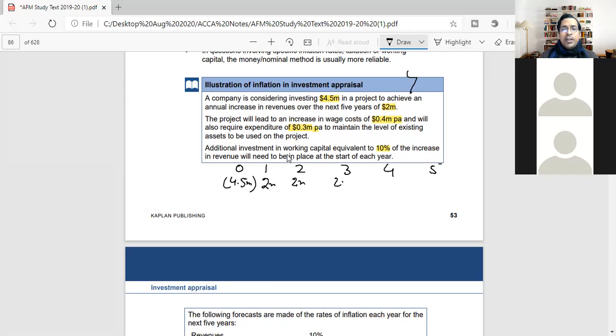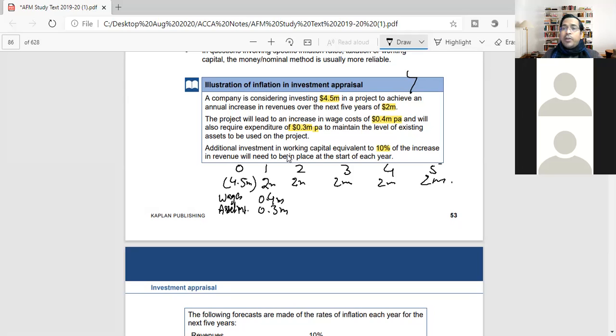So 2 million of additional cash flow is going to come from this investment of 4.5 million. Now the project will lead to an increase of wages, that will be 0.4 million. It will also require expenditure of 0.3 million. So let's have 0.4 million for wages, and then expenditure to maintain the assets. Okay, so let's say asset maintenance, that will be 0.3 million.